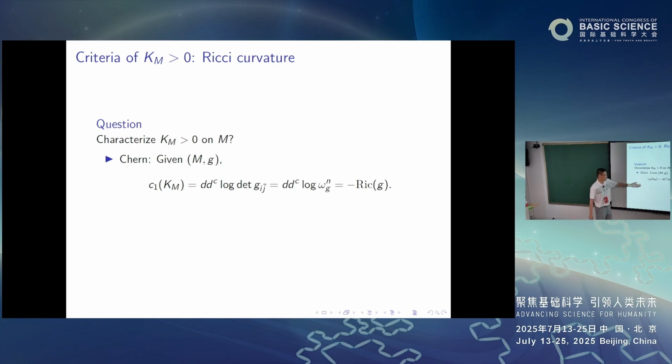So we use Chern's result. The first Chern class of the canonical bundle can be represented by dd-bar log determinant of g, which is actually minus the Ricci curvature. So if you want this to be positive, then you need a metric whose Ricci curvature is negative.